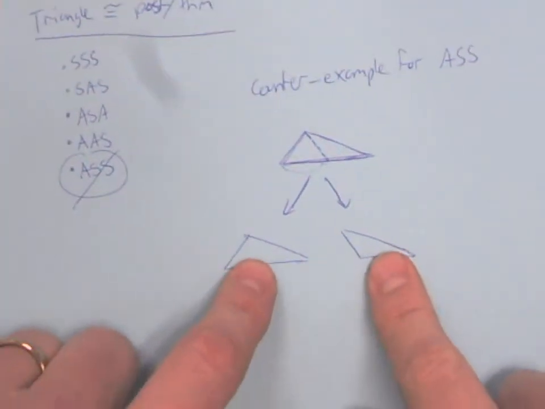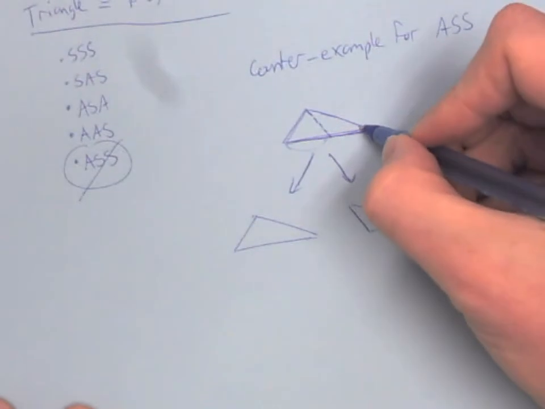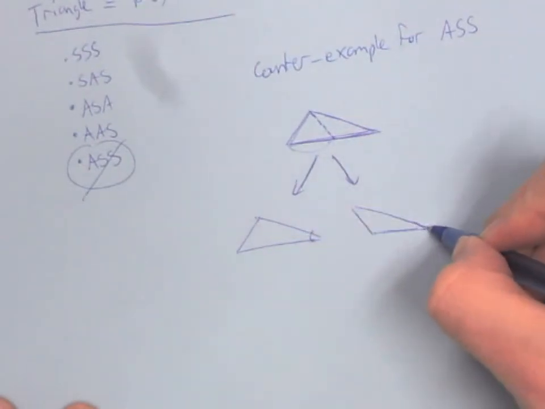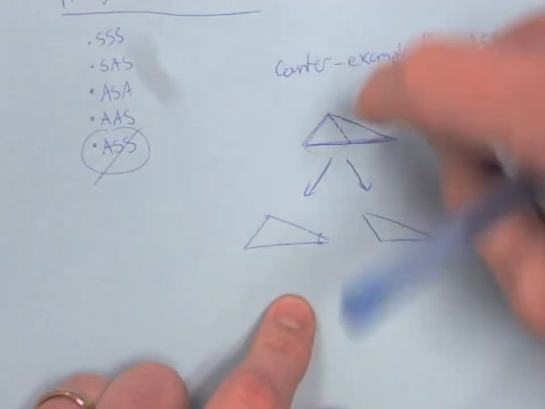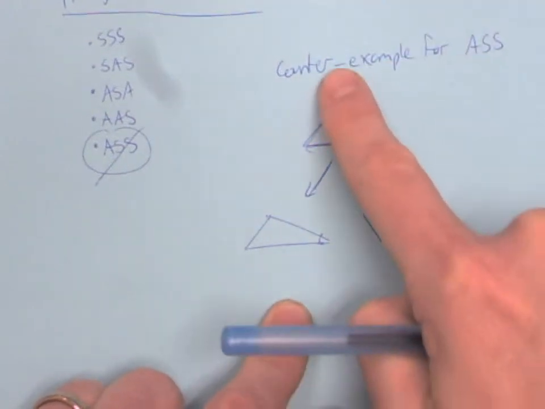Now because these two triangles came from this guy, what I know is that this angle and this angle are exactly the same. Right? Because they're both that guy. Imagine I just took that triangle and put it down here, and then took the full triangle and put it down here.